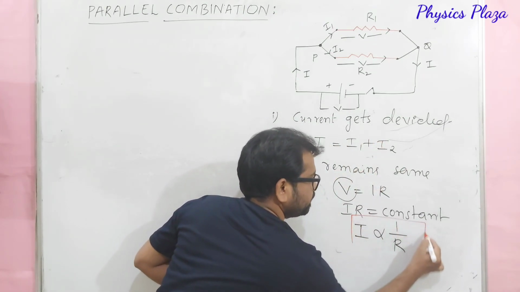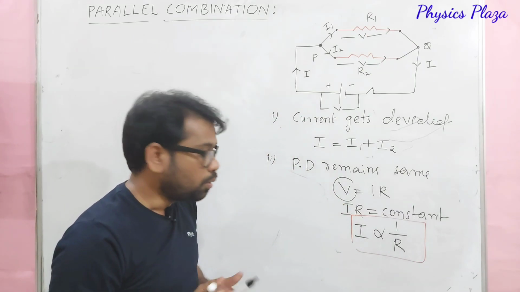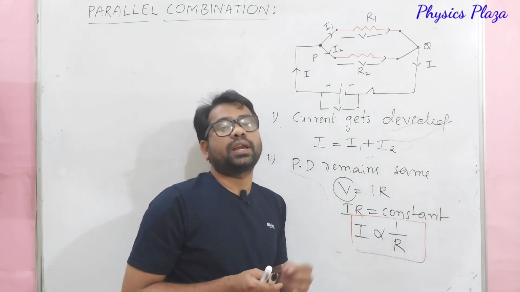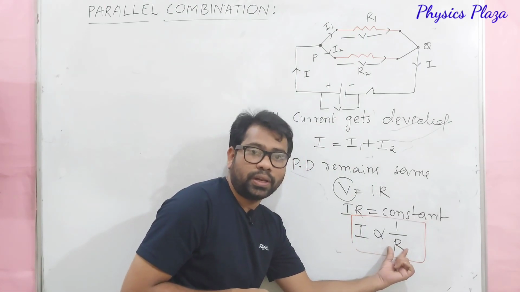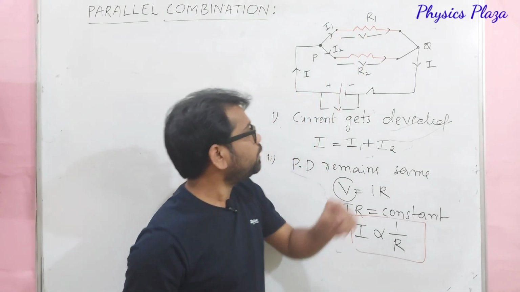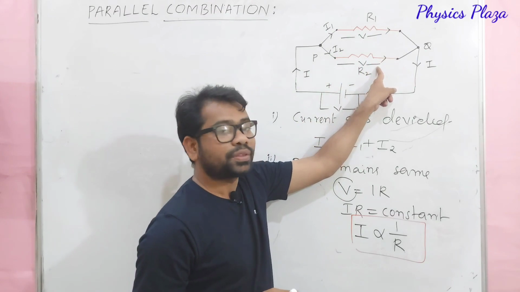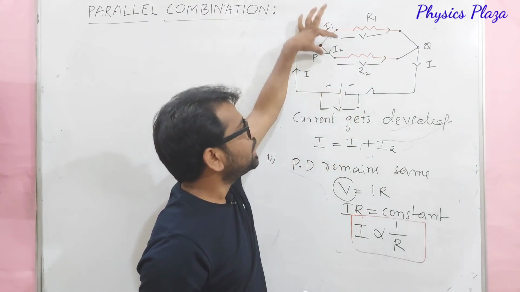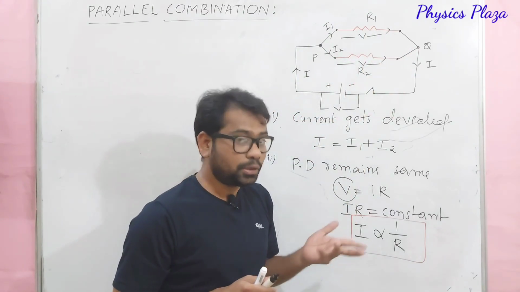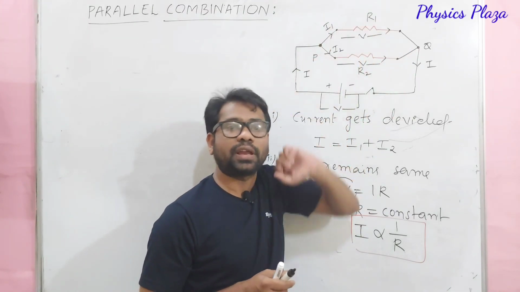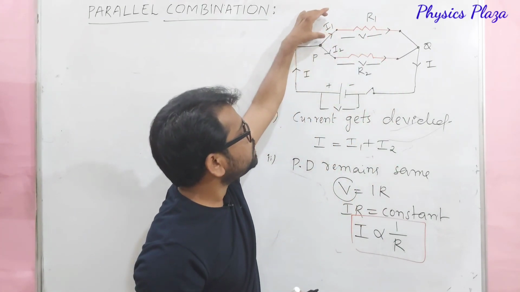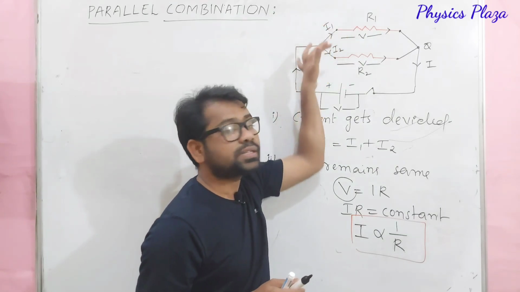Very, very important. Which means what, dear children? The more the resistance, the less will be the current. The less the resistance, the more will be the current. It means the amount of current that can flow through a particular resistor depends on the value of R only. For example, if R1 is greater than R2, then obviously I1 will be less than I2. If both are the same, then the same amount of current can flow. But as here the resistances are different, obviously the amounts of current flowing through the resistors are different.